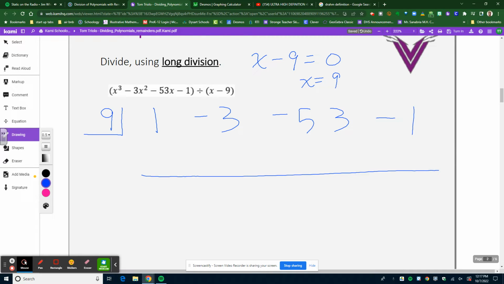Questions on just the setup? Got to get the setup right. You get the sign wrong, you're doomed. Okay? Drop. So far, so good? Okay.